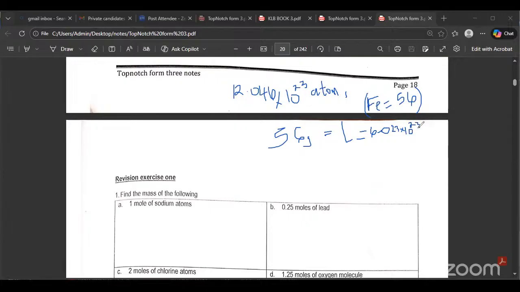What about now what you have been given, Monica, are you with me? 12.046 by 10 raised to 23, what mass is that? You see, you cross multiply this one and this one, and this one comes down. The answer is what Maura gave us, which is 112, because this is 2 moles, so it is like saying 2 times 56.